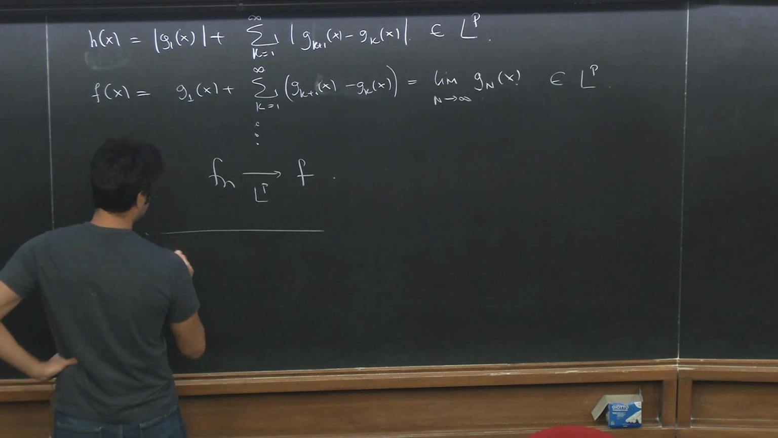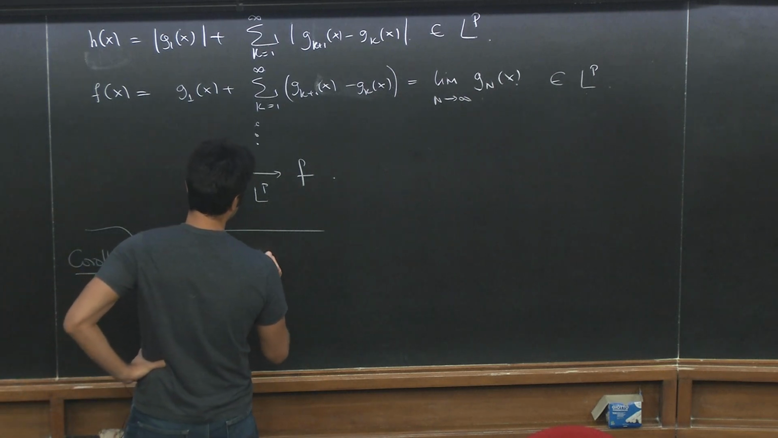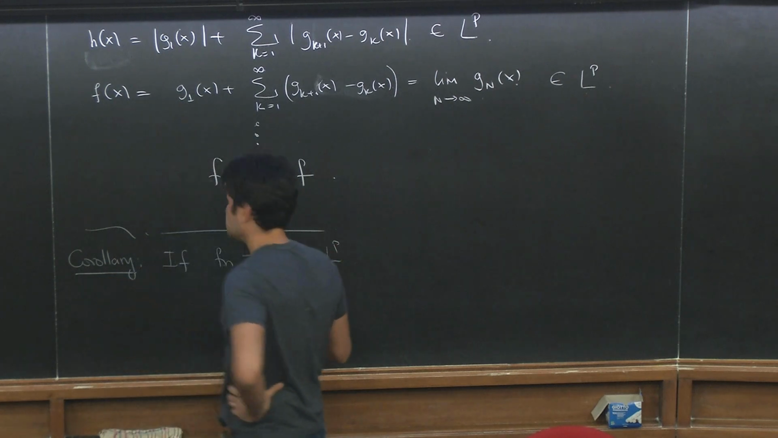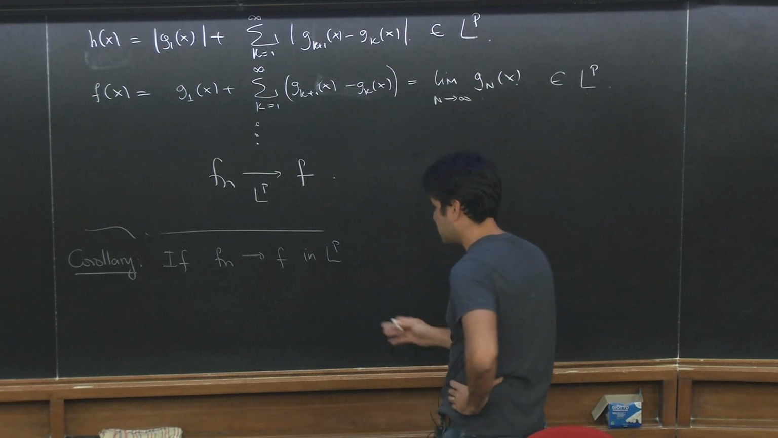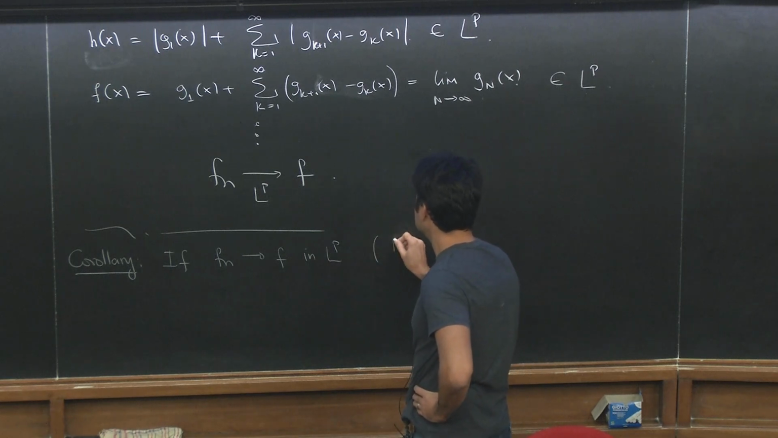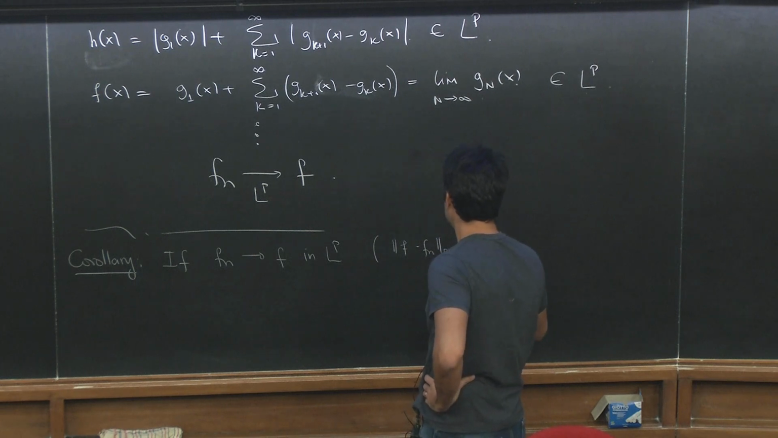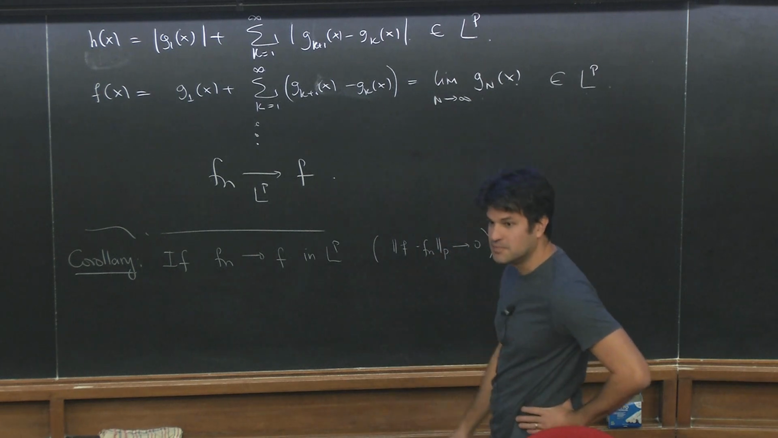So if Fn is a sequence that converges to f in LP, so if you have a sequence that converges to f in the LP norm, meaning that the LP norm of f minus Fn goes to 0, okay? This is what it means to converge in LP.